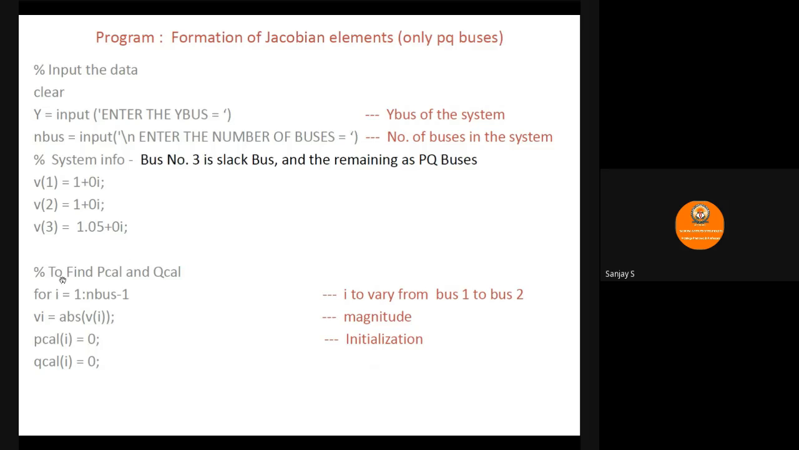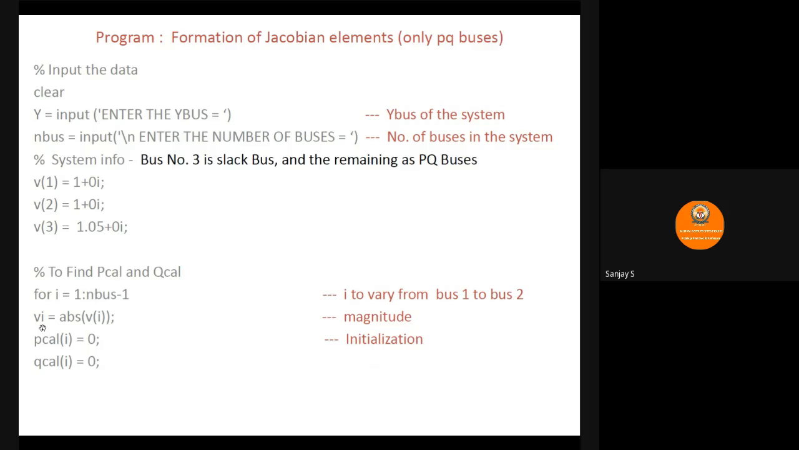Next step, to find pcal and qcal. These are the variables used to find Pi and Qi, which are the injected bus powers, active and reactive, for I varying from 1 to n bus minus 1. So total number of buses in the system are 3, as we can see here. I is going to vary from 1 to n bus minus 1. So I is going to vary only from bus 1 to bus 2. This is because the third bus happens to be slack, so it will not be included in the calculation. So I is a variable which varies from 1 to 2.